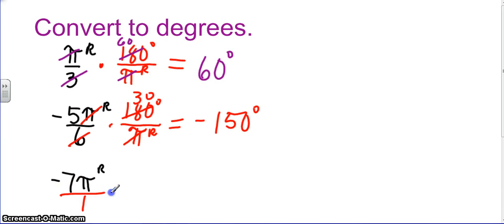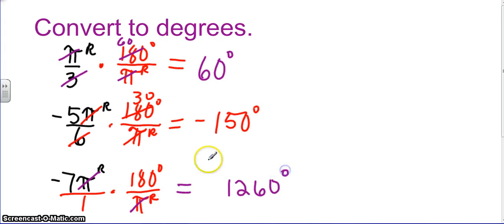Negative 7 pi radians, I want to multiply it by a conversion factor again. 180 degrees over pi radians, and I can do some reducing. Pi radians over pi radians is 1, and 7 times 180 is 1260, and I want to remember that's a negative. So negative 1260 degrees.